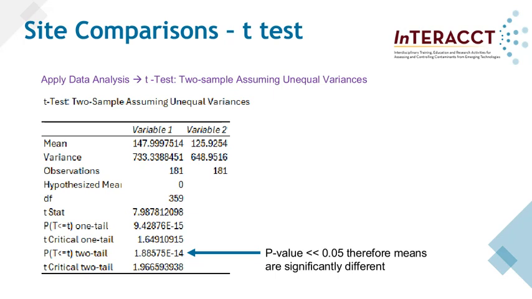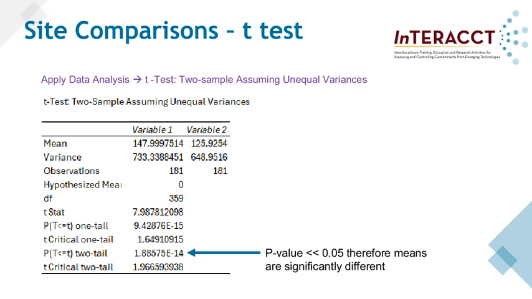The way to make a statistical comparison between two samples is to apply a t-test comparison. And for that we use the data analysis function called t-test two-sample assuming unequal variances, because typically you would assume unequal variances between your two samples. Again, this will be explained in the next module on statistical analyses. The output shows that the means are 147.9 and 125.9.